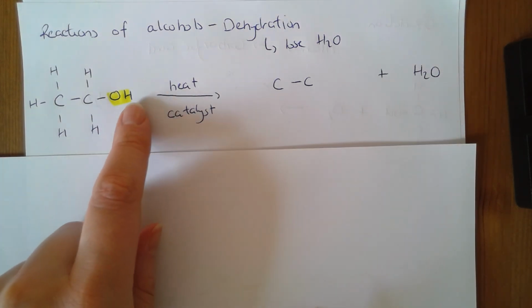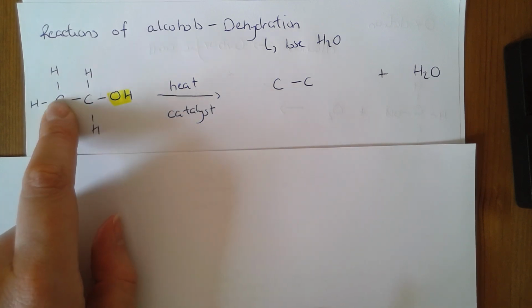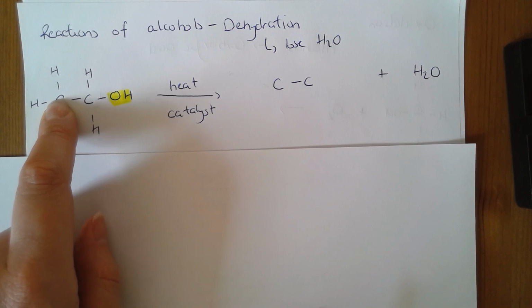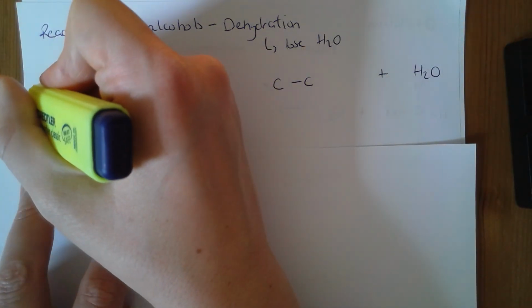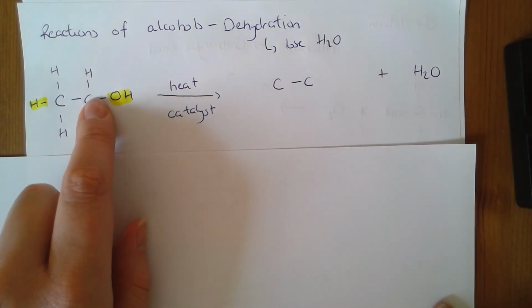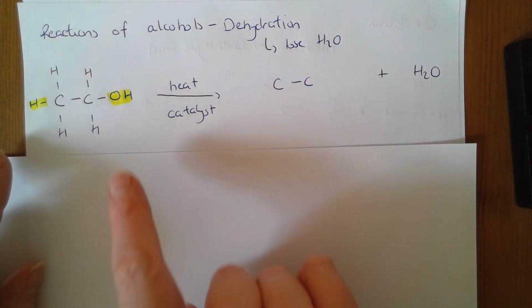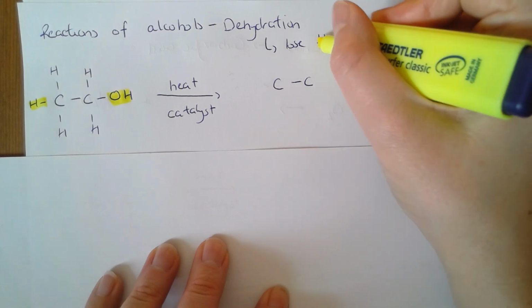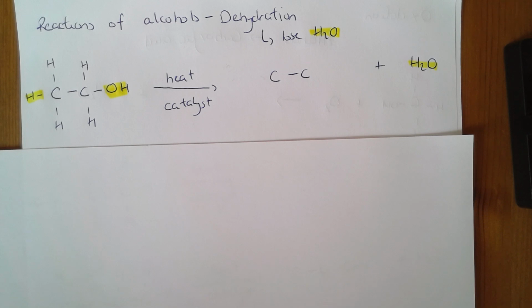The rule is, whatever carbon has the OH, you go to its neighbour and you remove 1 hydrogen. Now, it doesn't matter which one of these hydrogens I lose, but one of those hydrogens has got to go. So 1 carbon loses the OH, the neighbouring carbon loses a H, and that's where I'm getting the H2O that ends up here as my extra product.